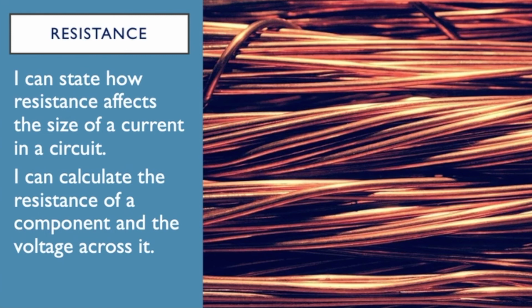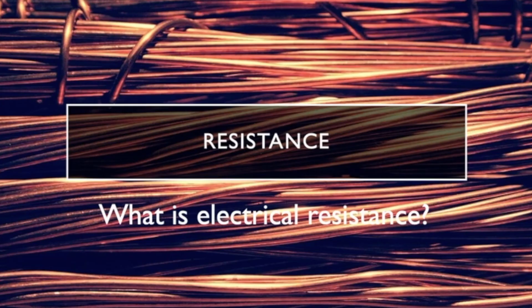This is what you should be able to do by the end of this lesson. You should be able to state how resistance affects the size of a current in a circuit, and you should be able to calculate the resistance for a component and the voltage across it. So, what is electrical resistance?